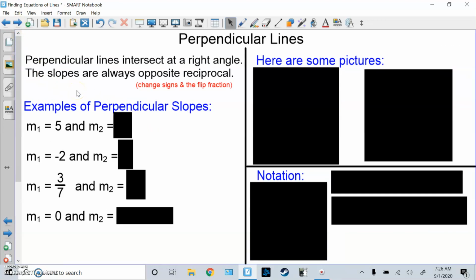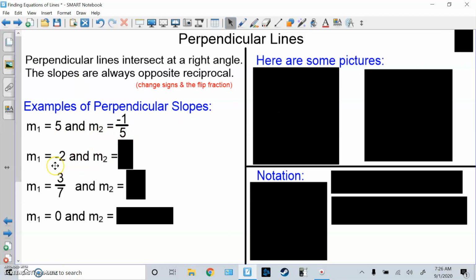Perpendicular is similar. Perpendicular lines intersect at a right angle. That means 90 degrees. And the slopes are always opposite reciprocal. Opposite means change the signs. Reciprocal means flip the fraction. So here are some examples of perpendicular slopes. The first slope is 5. I do opposite, so change from positive to negative. Then I flip the fraction. So 5 is really 5 over 1. If I flip it, it will be 1 over 5. So the second slope should be negative 1 over 5.